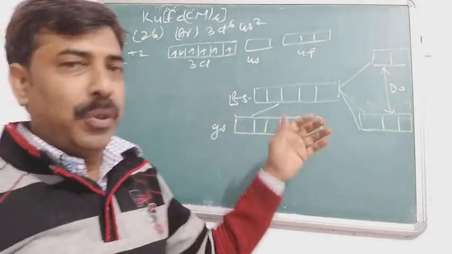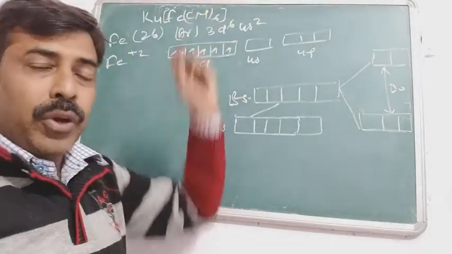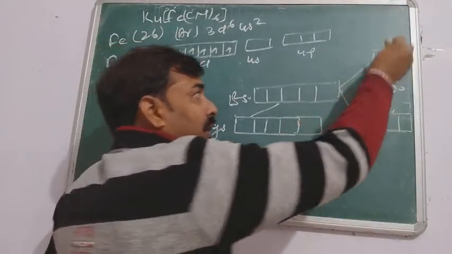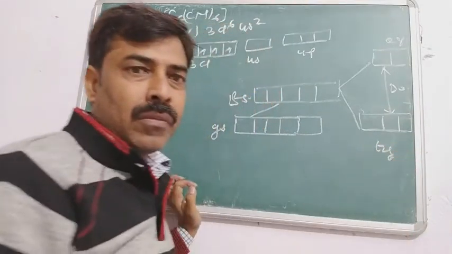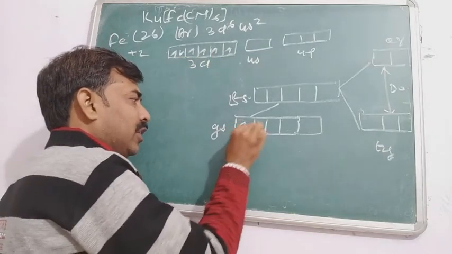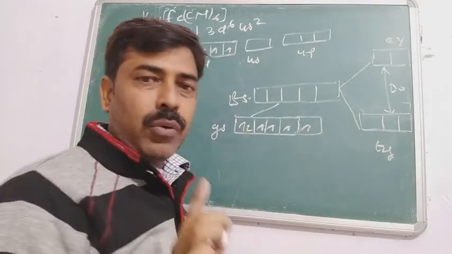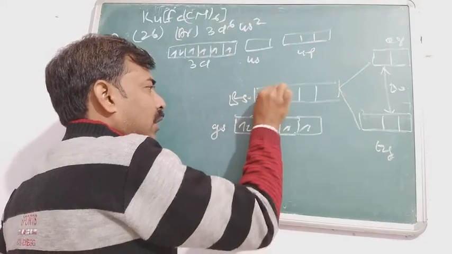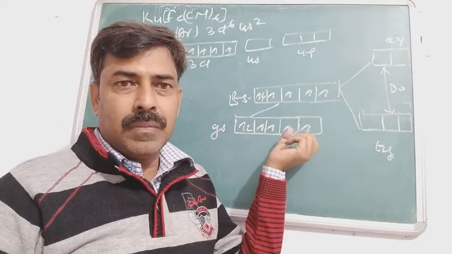Now we are showing the splitting. As the number of ligands is 6, in K4[Fe(CN)6], the splitting will be octahedral. The Eg will be on top and t2g at the bottom. Now we show the same electrons here because we are taking the same subshell. This is the 3d6 in the ground state. Now it will be excited, and after excitation there is no change in the electronic configuration. So this is the d6.